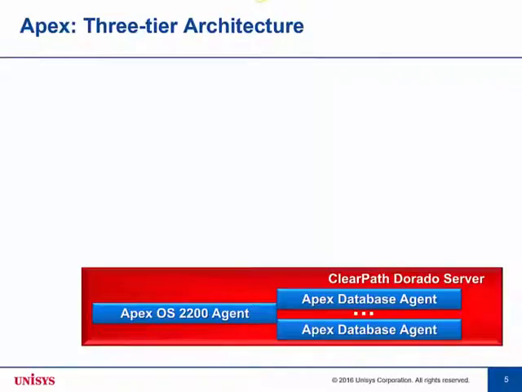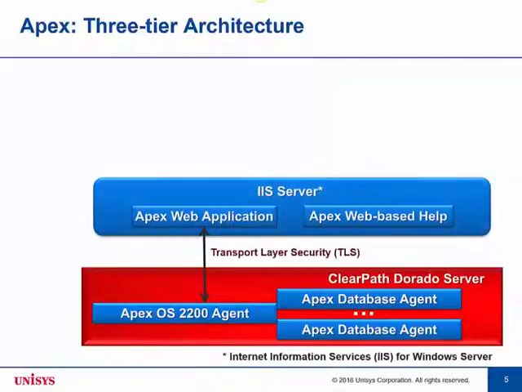Apex includes components on two platforms: an Apex OS 2200 agent and Apex database agents, one for each application group, are installed on the Dorado server. A web application is installed on a Windows server. The web server platform communicates with the OS 2200 agent using WebSockets protocol that can be secured with transport layer security. Apex uses impersonation for all client requests. That means that the Apex user's security attributes determine what he's allowed to do. Apex is accessed from a client's workstation through a secure link to the web server.